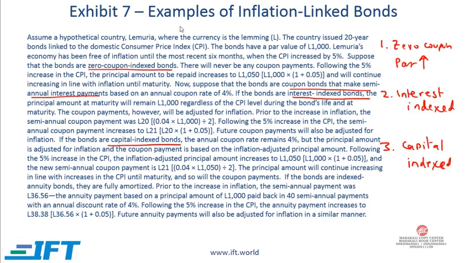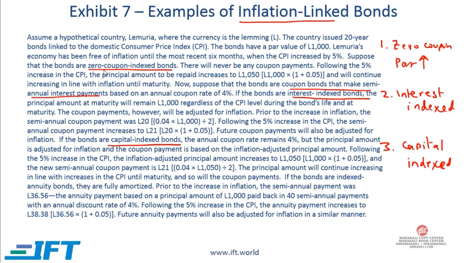The high-level point in this exhibit is that bonds are being issued and the bonds are inflation-linked. So clearly the benefit or the payment to the investor is somehow going to be related to inflation. The point that this example makes is that there are different ways of making that link. We consider three major types of bonds.